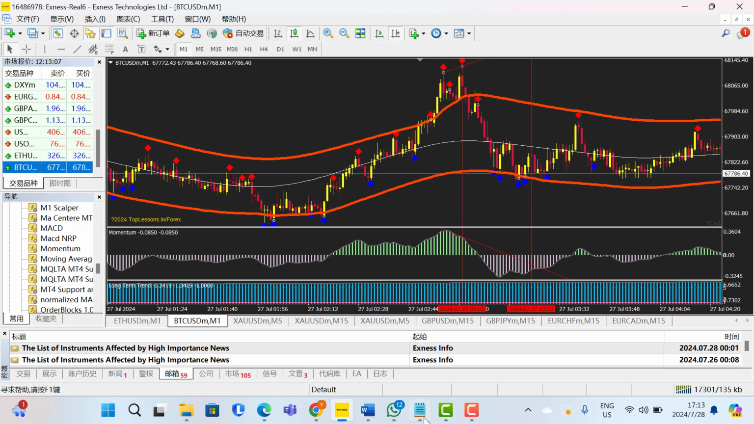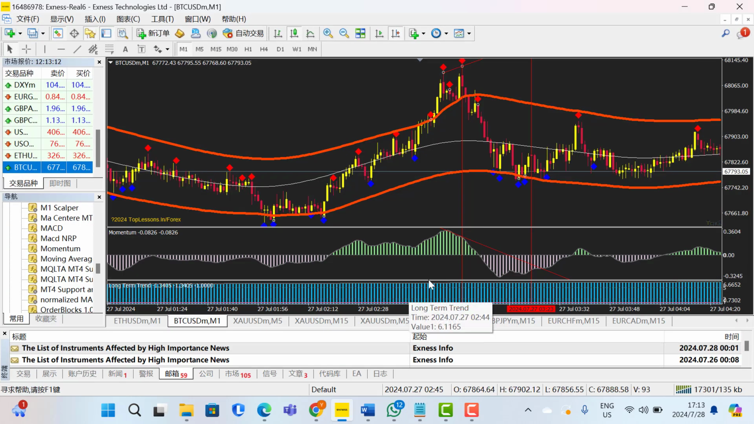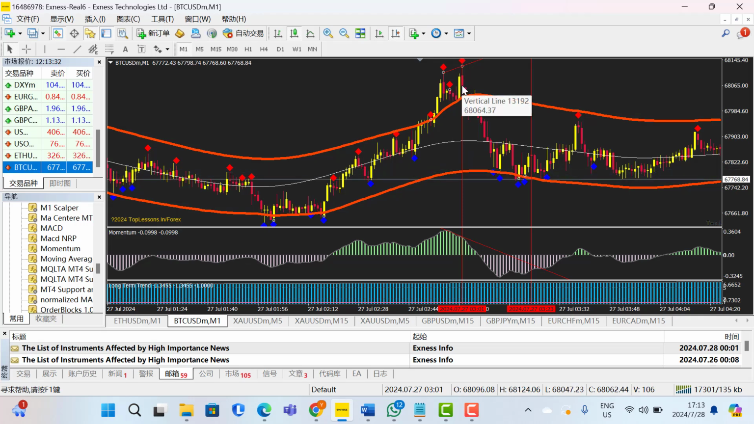And the last one, the long-term trend indicator displaying trend lines, is an optional one. This is the long-term trend indicator, actually a multi-time frame indicator, which tells us what price is doing in a bigger time frame. So it is an optional one. All of the rest of the conditions are met. We can take our sell trade from this candle, measure the distance between these two bands, put our SL at this place, and once price touches the lower band, we will book our profit.